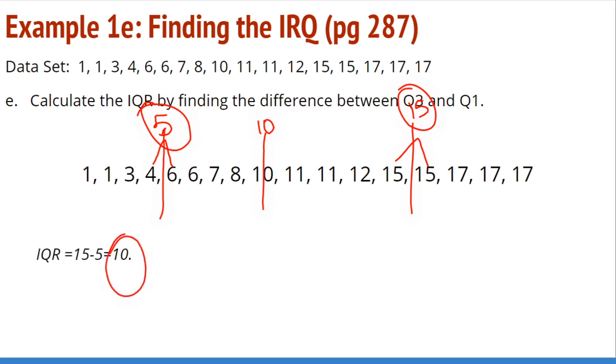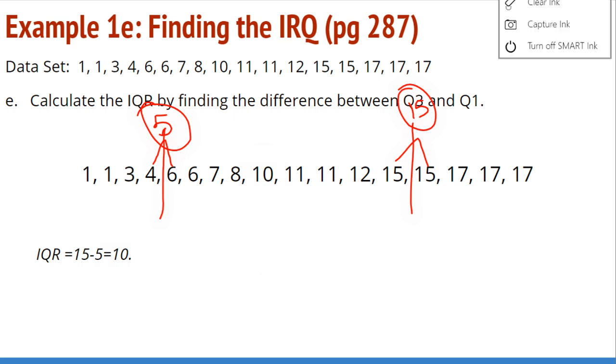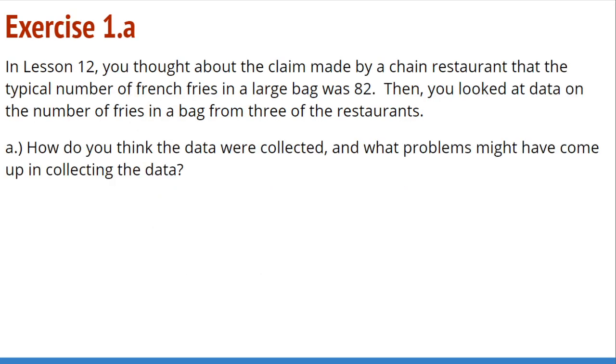Now at this point some student may think, oh, the interquartile range is always the median. No, it is not. Please do not make that mistake. In this example, it just worked out that the median looks like the interquartile range. It doesn't always work that way. Please don't make that silly mistake. All right, so we've walked through the steps, how to find the interquartile range. Now we're going to look at some of the exercises.